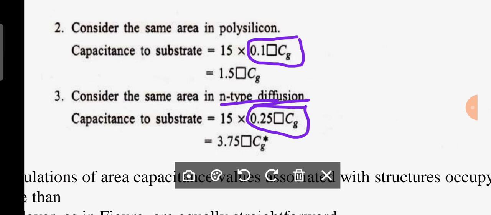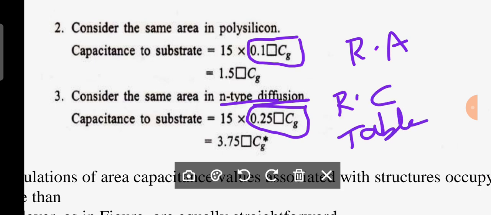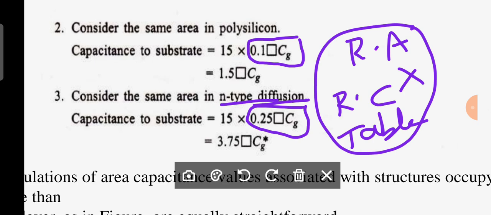Is it clear? Simply in this manner you have to find out, if they give any layer and they say to determine the capacitance of that layer, then first of all you have to find out the relative area. After that you have to find out the relative C value from the table. The table won't be given in your examination, you have to remember that one. After that you should multiply these two. Then you will have the capacitance of that layer. Is it clear? In this manner you have to find it out. It is very easy, I think so.